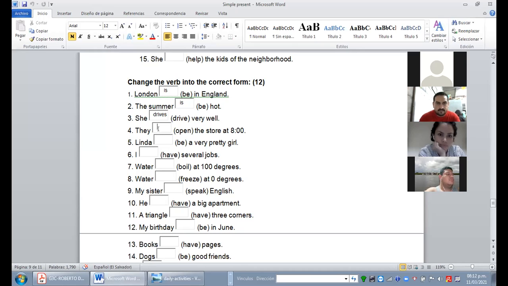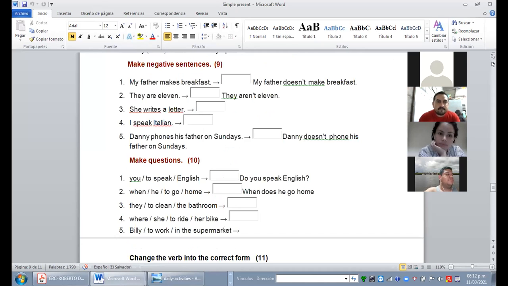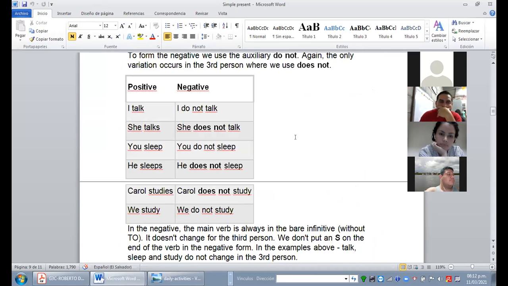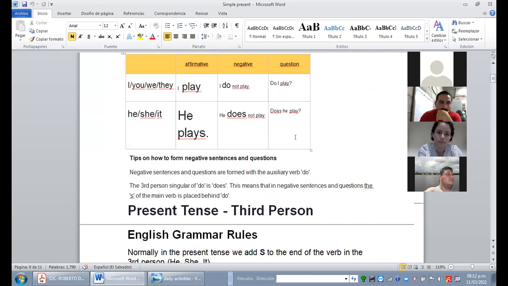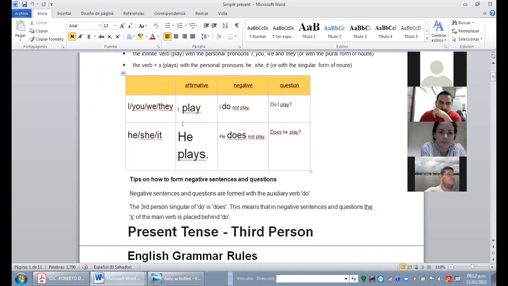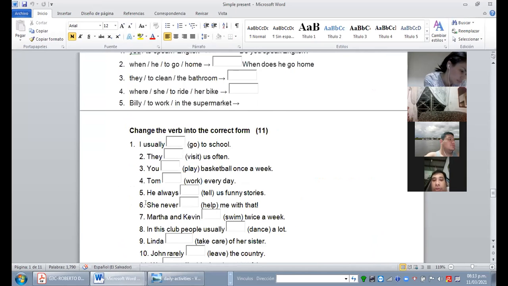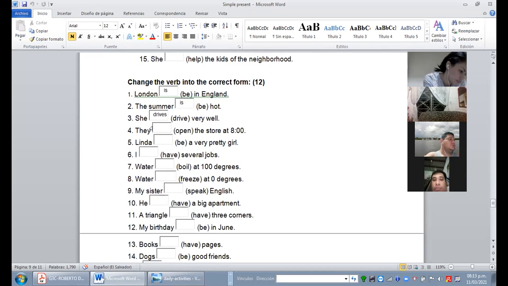Ajá, pero Oscar, nosotros no usamos are con el presente simple, ¿se acuerda? Usamos el verbo directamente, ¿ok? No usamos el verbo ser o estar. Entonces, ¿cómo sería? They open. Ajá, very good. They open the store at 8 o'clock.